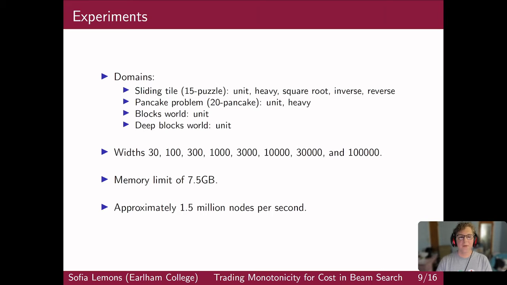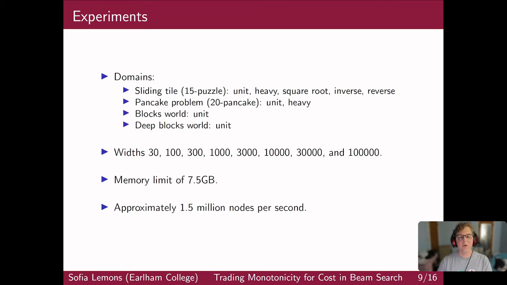In our larger experiments, we ran experiments across 4 different domains: the sliding tile puzzle, the pancake problem, and 2 versions of Block's World. In the sliding tile puzzle, we used 5 different cost models: unit cost, heavy cost, in which the cost to move one tile is the number of that tile, square root cost, in which the cost to move a tile is the square root of the number of that tile, inverse cost, where the cost to move a tile is 1 over the number of that tile, and reverse cost, where the cost to move a tile is 16 minus the number of that tile.